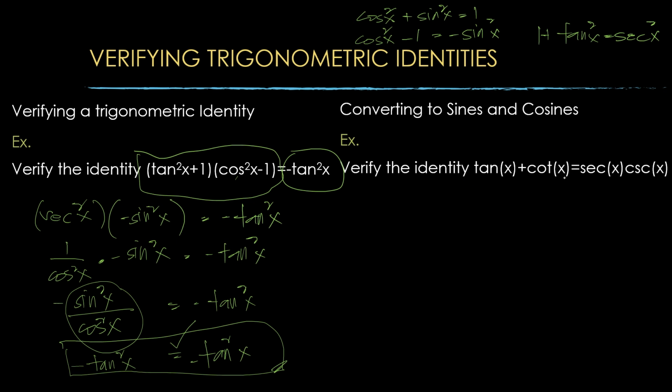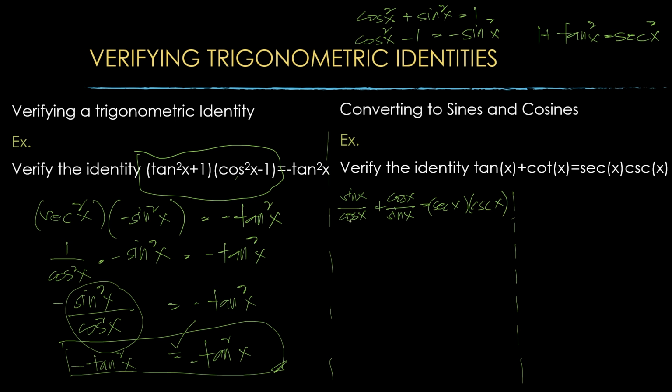So, for this one, we're given tangent of x plus cotangent of x is equal to secant of x cosecant of x. Which side are we going to start? Left or right? Left. Okay, let's look at the left. What is the trigonometric identity for tangent? That is sine of x over cosine of x, plus cotangent, which is cosine of x over sine of x. Right? That is equal to secant of x times cosecant of x.